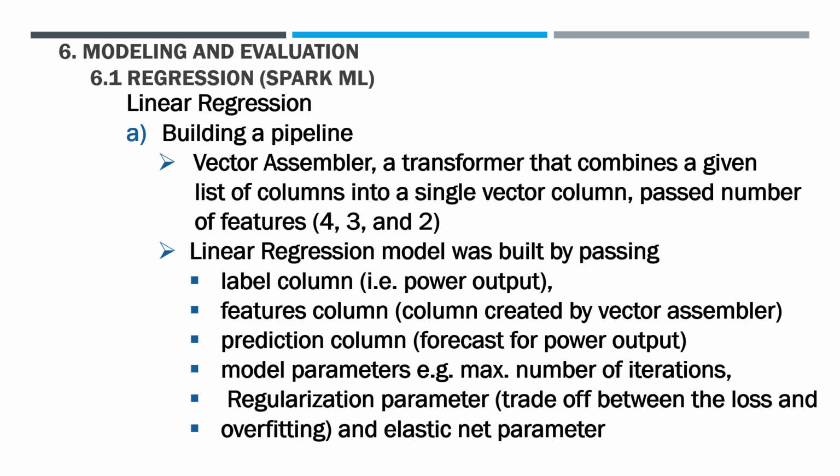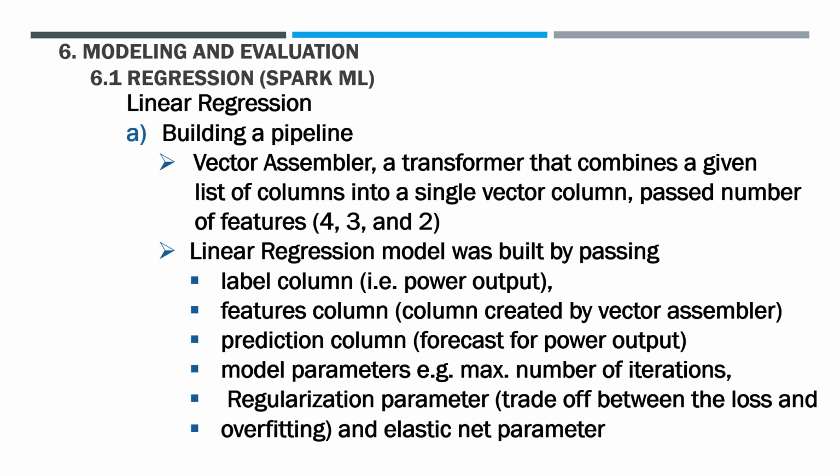After data was transformed by using the Pandas data library, it was loaded onto Apache Spark. For all the regression modeling purposes, the Spark ML library was used, and the first step was building a pipeline. For that, a vector assembler was used. A vector assembler is just a transformer that combines a given set of columns into a single vector column. It is passed the number of features that was already explained in the feature engineering section. It was 4, 3, and 2.